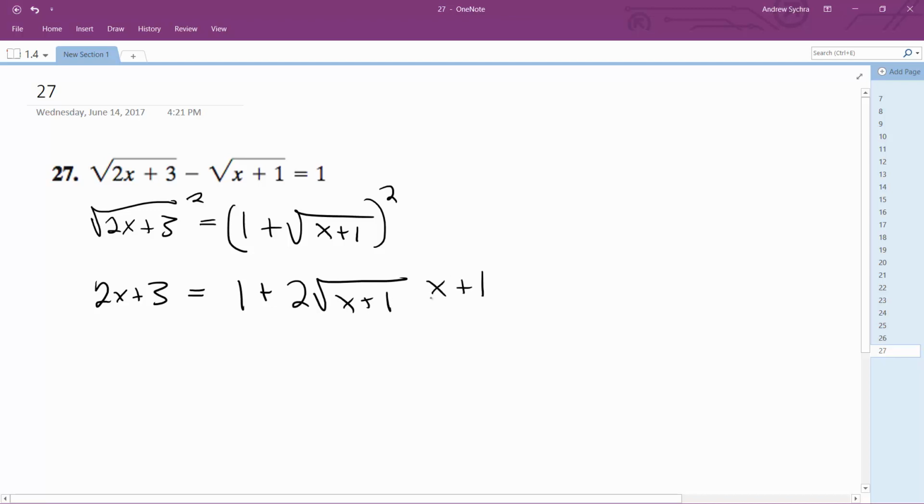plus x plus 1. All right, so then we get 2x plus 3 is equal to x plus 2 plus 2 root x plus 1.